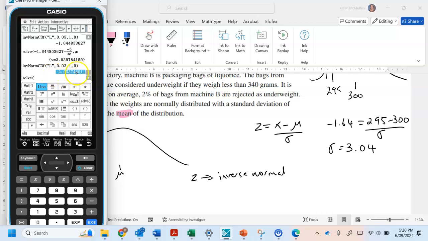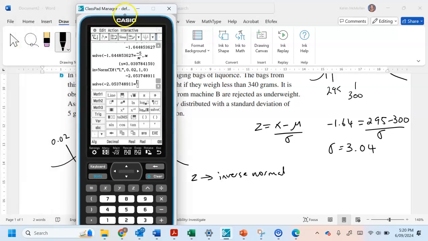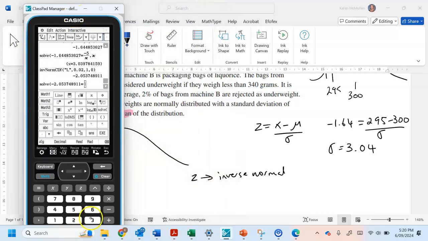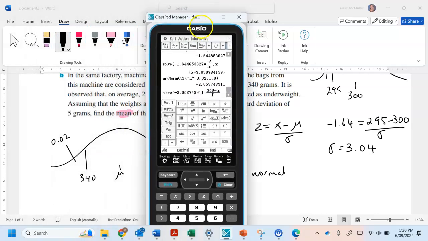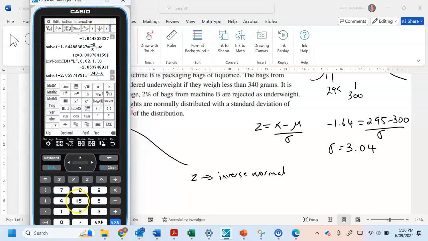So z is equal to the x value, which was 340, minus the mean, so that's what we're solving for, over the standard deviation, 5. Alright, and then we're just solving for x. Alright, so the mean is 350.27.